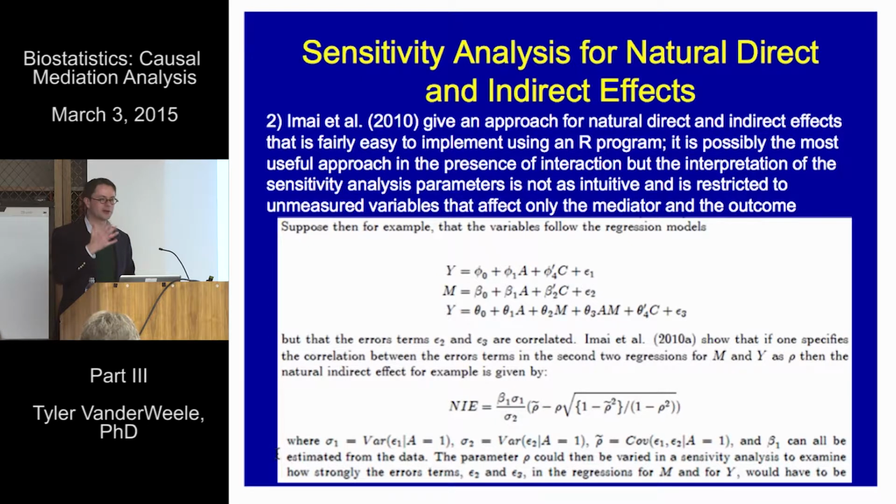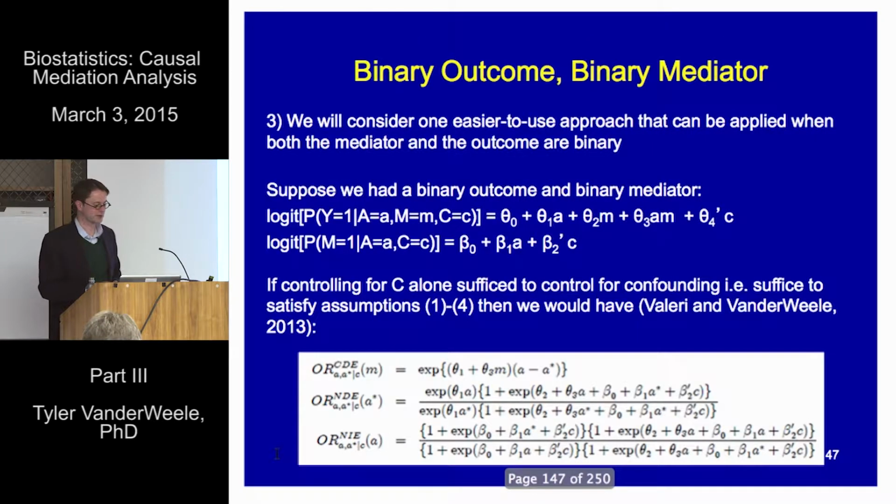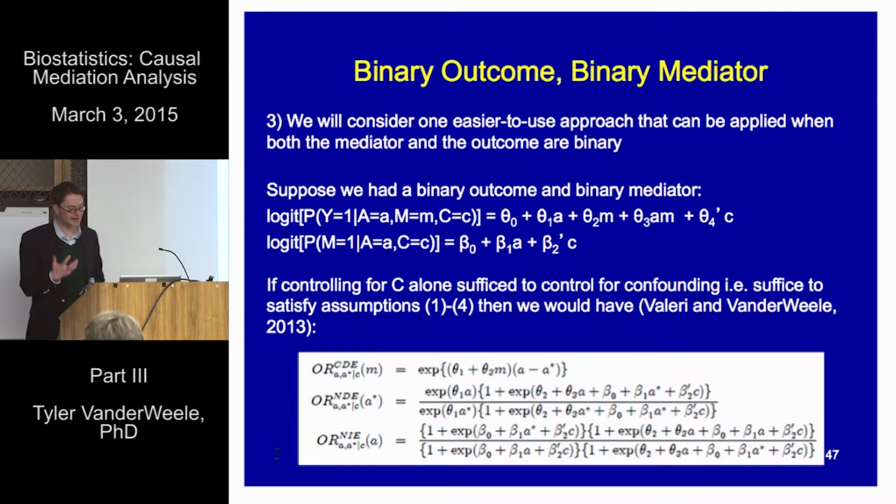It's a little bit more intuitive to think about the magnitude of the effect of our unmeasured confounder on the outcome. How large is that on the ratio scale or on a different scale? Now we have to specify correlations between unobserved error terms. So it can be a little bit tricky to interpret it. But I think this is the best we have at present. But ongoing work is being done to develop better sensitivity analysis techniques for natural direct and indirect effects. So that's the second possible approach.